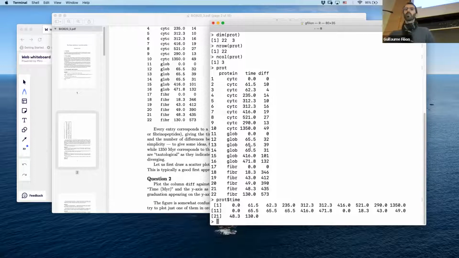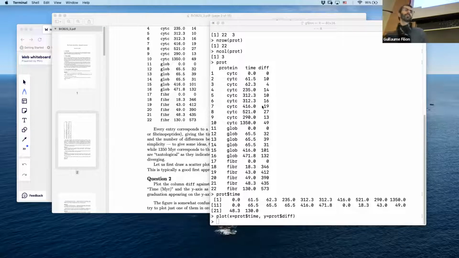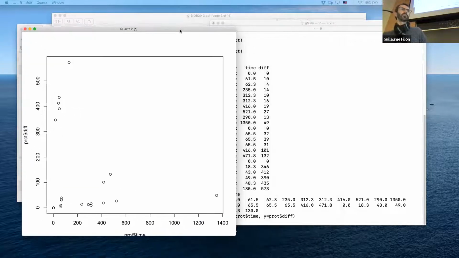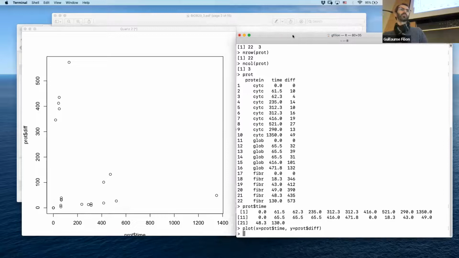So back to the question, how do we plot this? It's going to be the plot function, obviously. And so we say x equals prot$time, and y equals, of course, prot$diff. And so just a sec, it's coming. It's just on the other screen. Ta-da! Such beauty. Let me put this here so that you can see it.